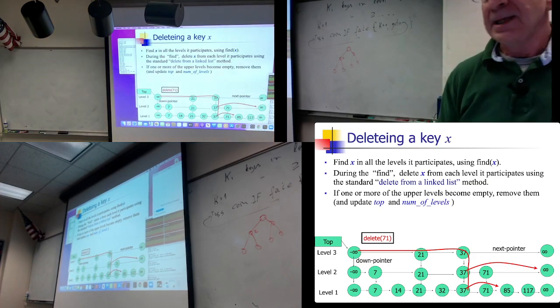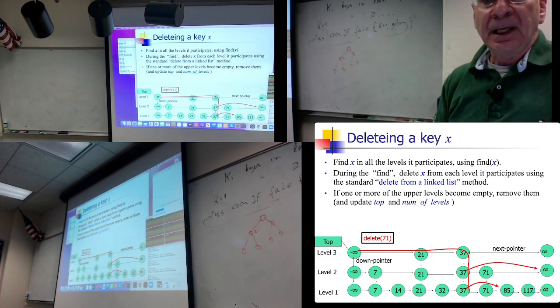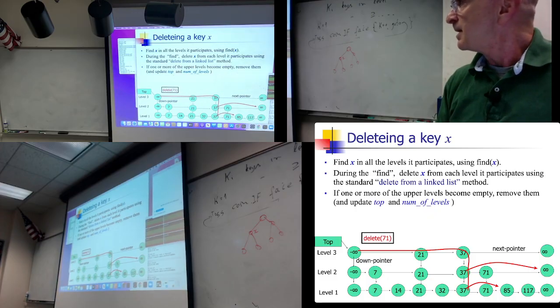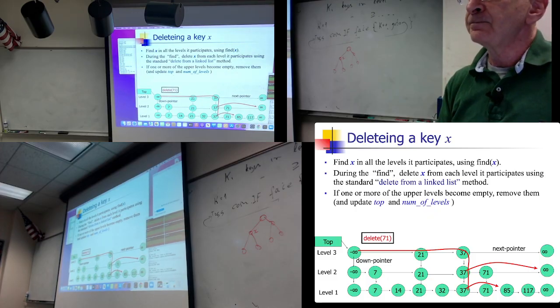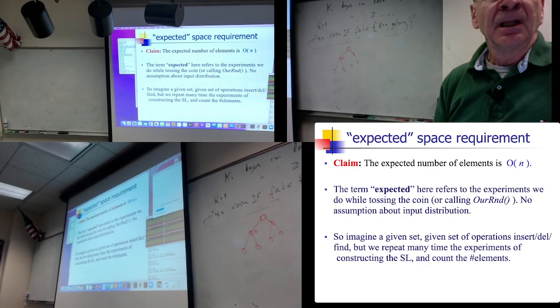Right? As simple as it sounds, really, there are no hidden details. If because of it the top level becomes empty after the deletion, then you're getting rid of the top level. And if then the new top level is also empty, get rid of it too. OK.